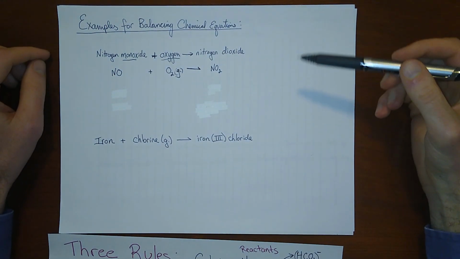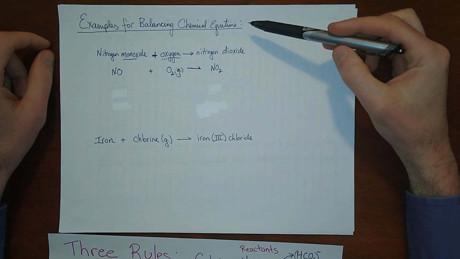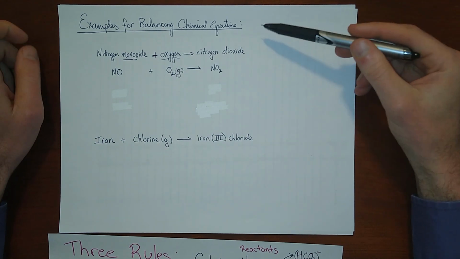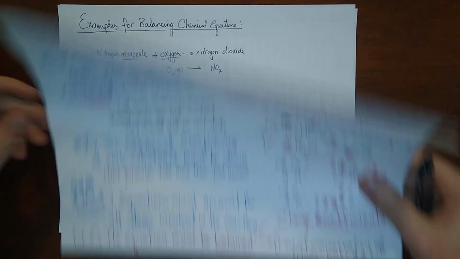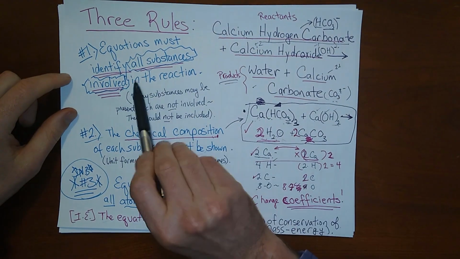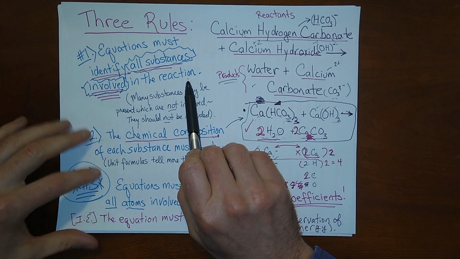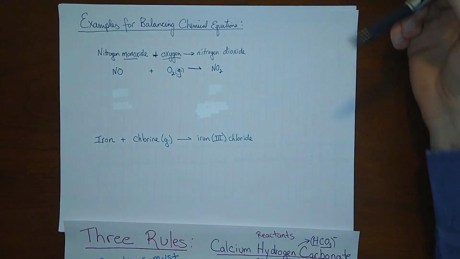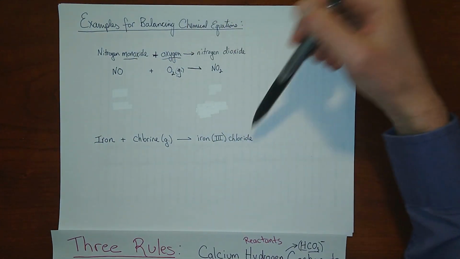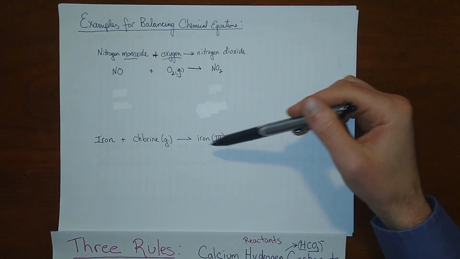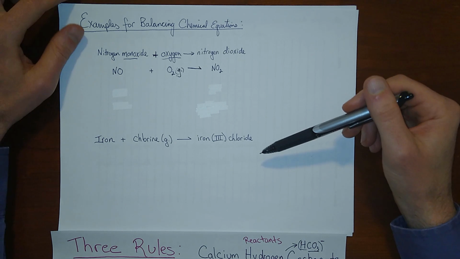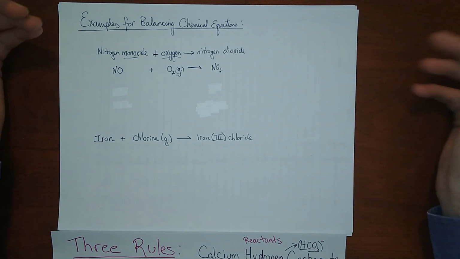All right, so let's look at some more examples for balancing chemical equations. We've already done a couple of these. Let's remind ourselves of our three rules. Equations must identify all substances involved in the reaction and should not include anything that is not involved. Well, these example problems are all doing this step for us. They're telling us the substances that are involved in the reaction, and they're not including anything that's irrelevant.